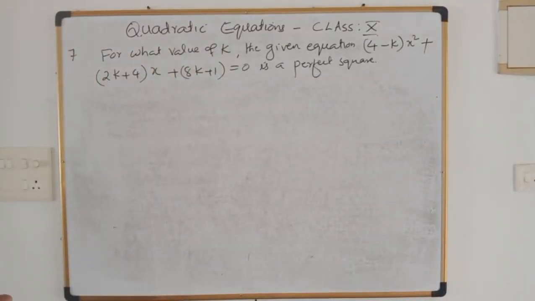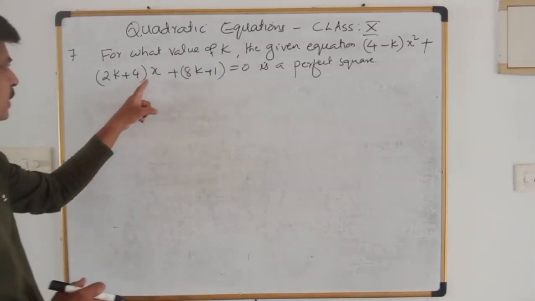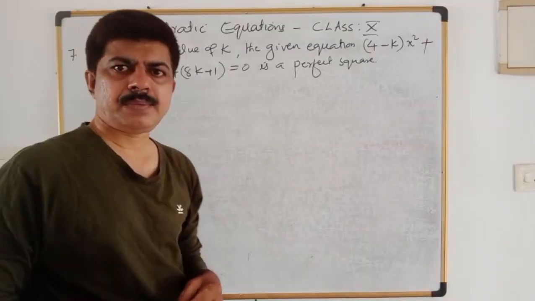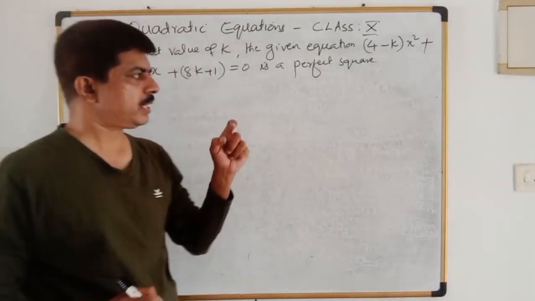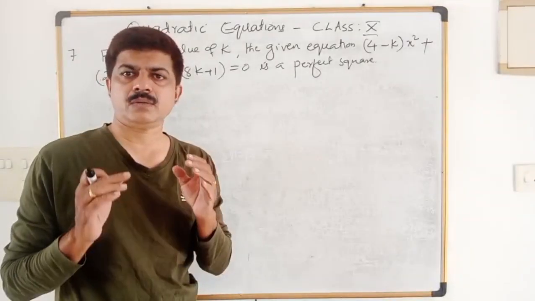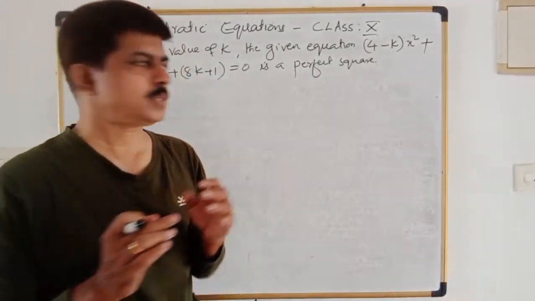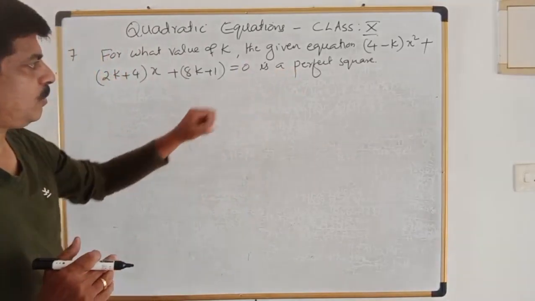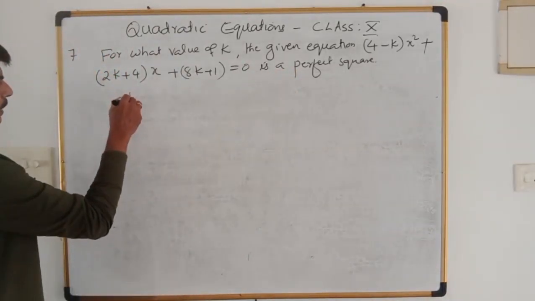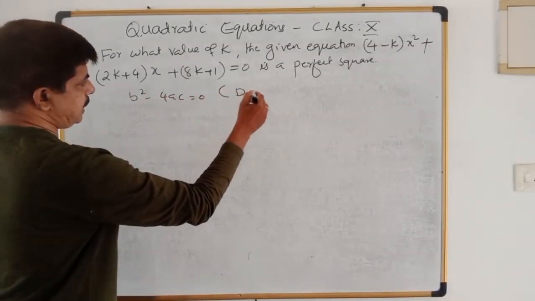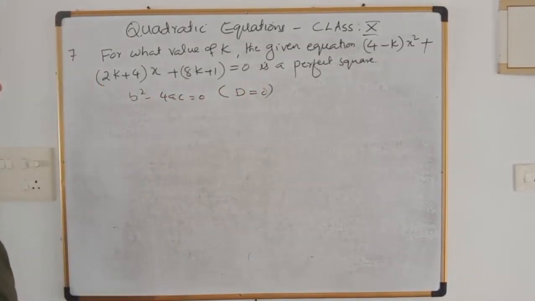Okay, let us take the next, 7th question. For what value of k is the given equation (4 minus k) x square plus (2k plus 4) x plus (8k plus 1) equals 0 a perfect square? Perfect square means, we know that in the quadratic formula, b square minus 4ac is equal to 0. That means the roots are equal and real, so that time it will be a perfect square. So the formula is b square minus 4ac equal to 0. Determinant must be 0.